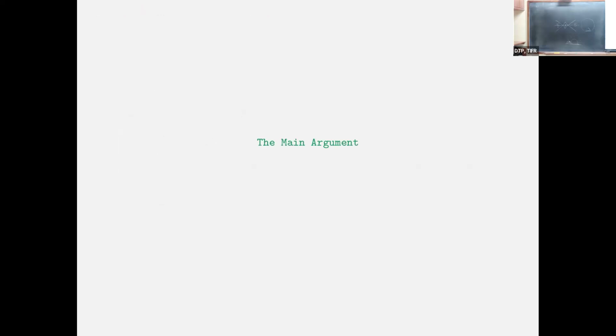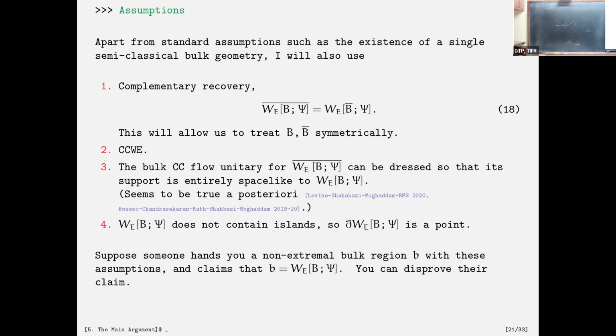Okay. So now let's get to the main argument. Till now I've been setting up the pieces. First we need to put in assumptions. The first assumption is going to be complementary recovery. I'll tell you what you can say without complementary recovery later. But basically the statement is that the complement of the EW of B is the EW of B bar. So B and B bar can be treated symmetrically. The second one is going to be the CCW condition, which is not something I've proved, it's just something I argue for plausibility.